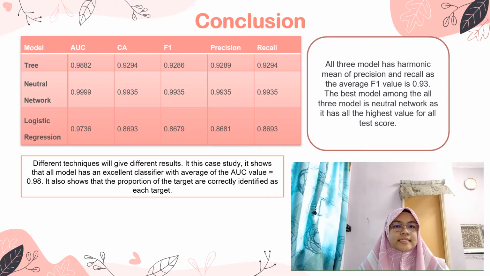Different techniques will give us different results. In this case study, it shows that all the models are excellent classifiers, with the average AUC value equal to 0.98. It also shows that the proportion of each target is correctly identified as each target. All three models have a harmonic mean of precision and recall, as the average F1 value is equal to 0.93. The best model among all three is the neural network, as it has the highest value for all scores.